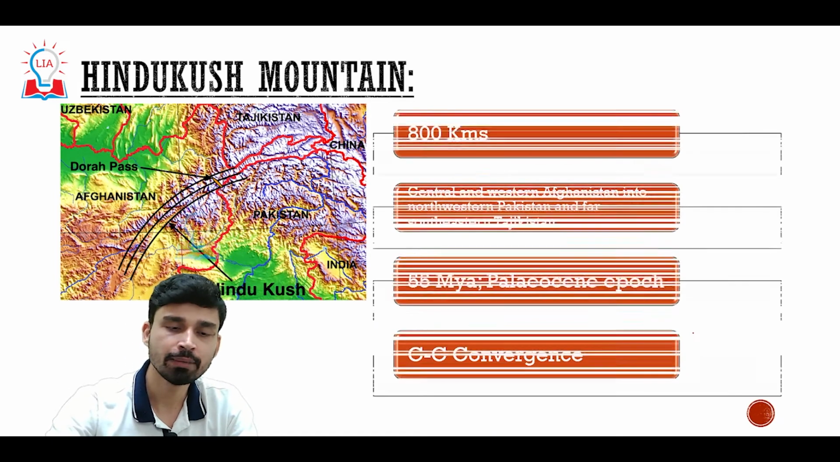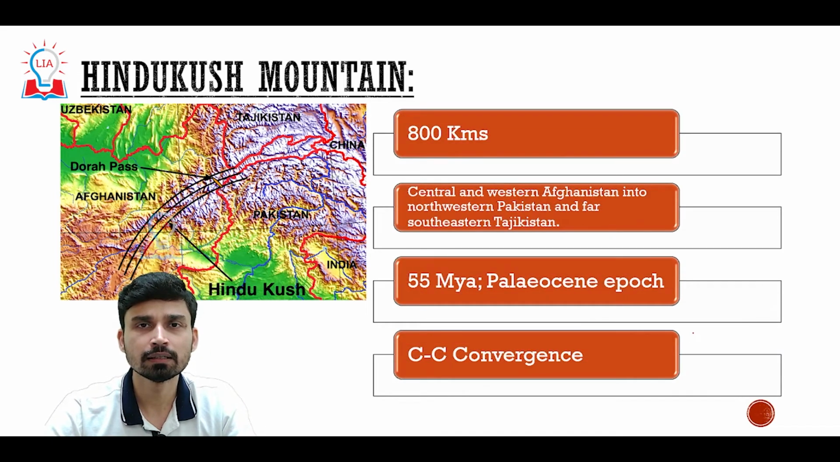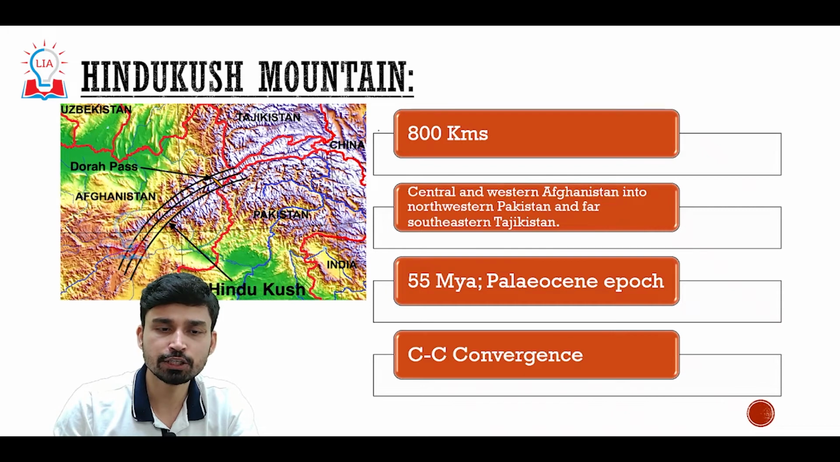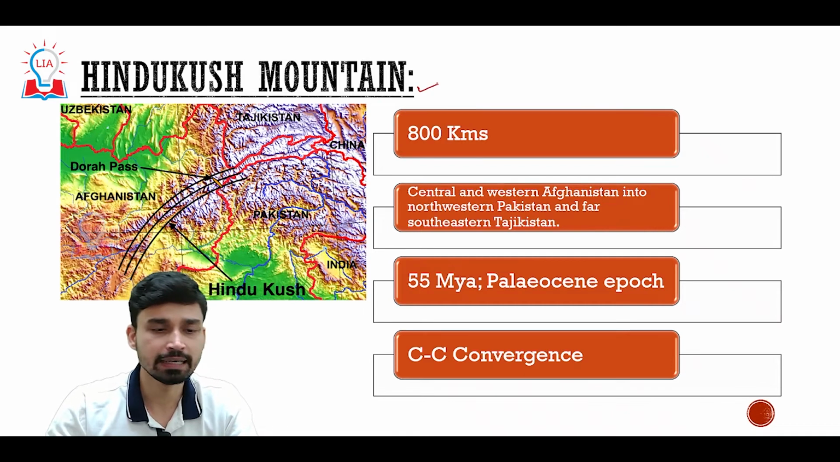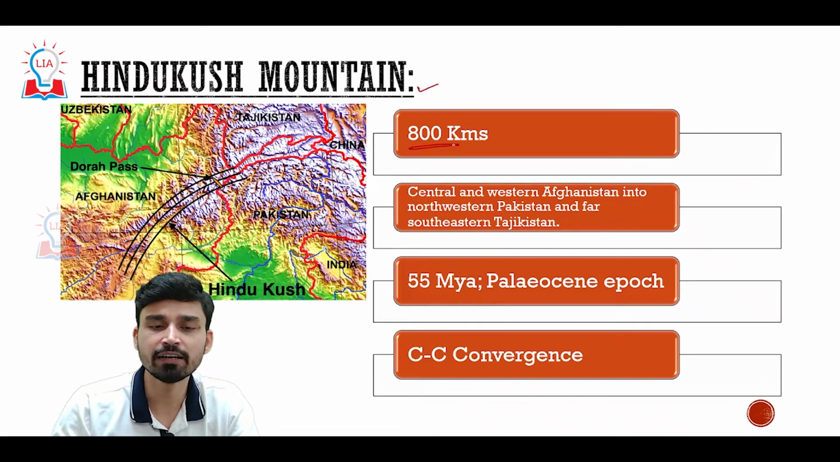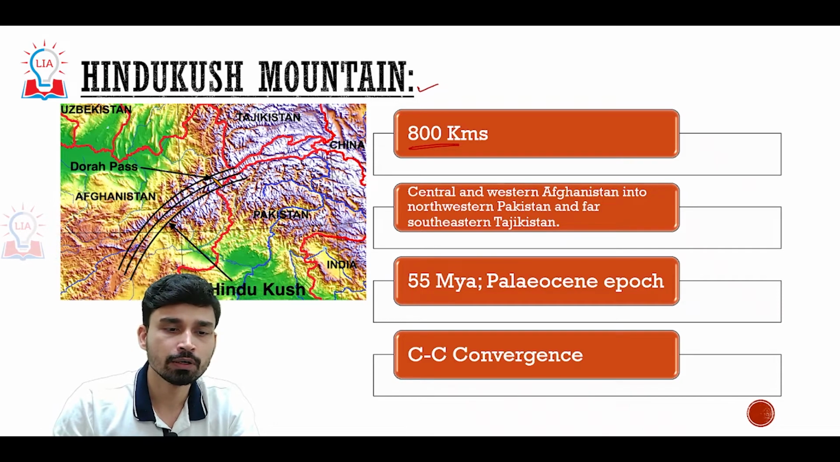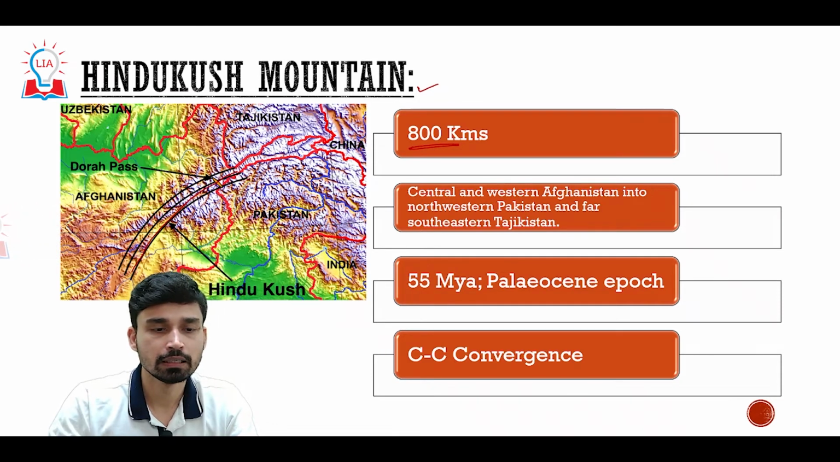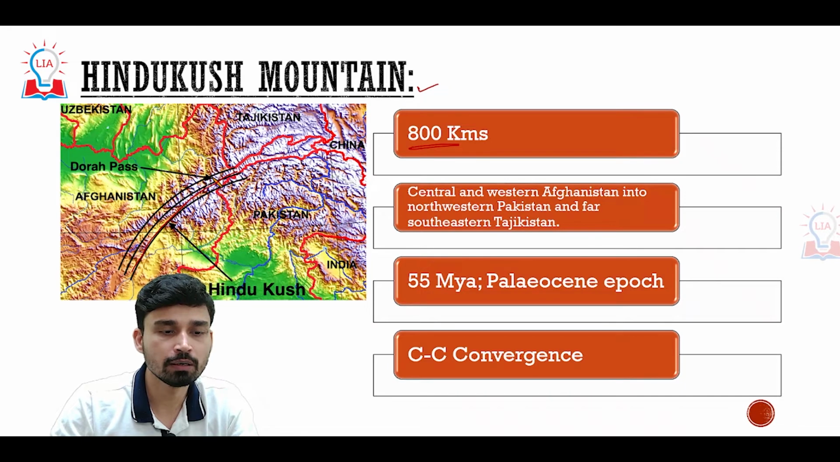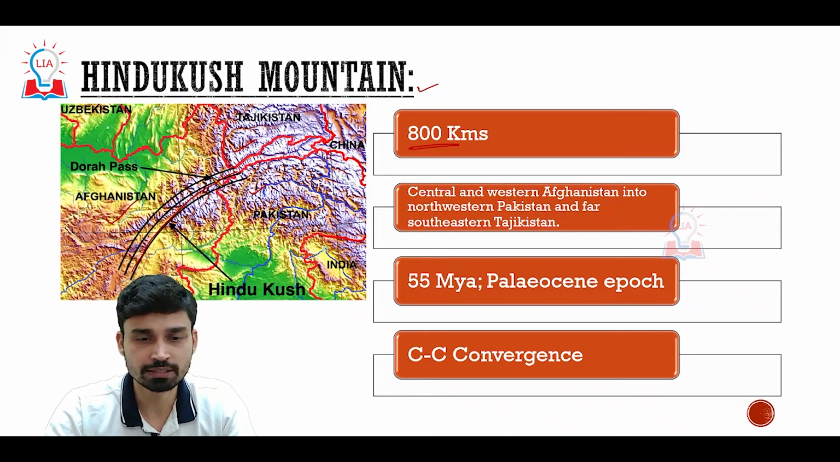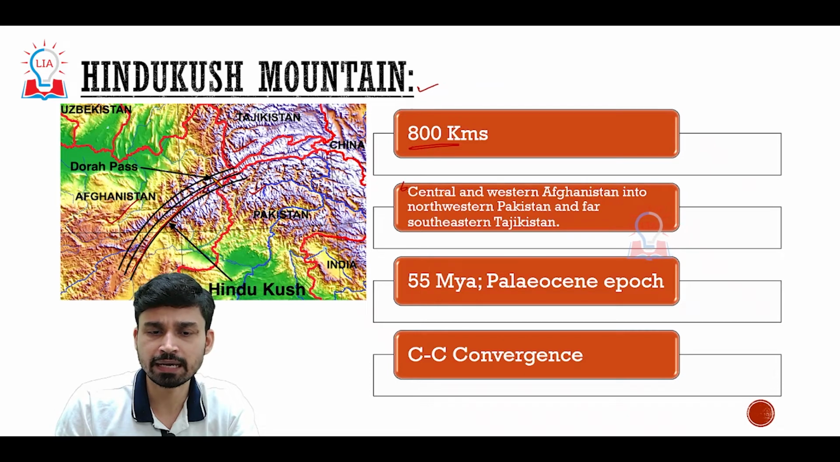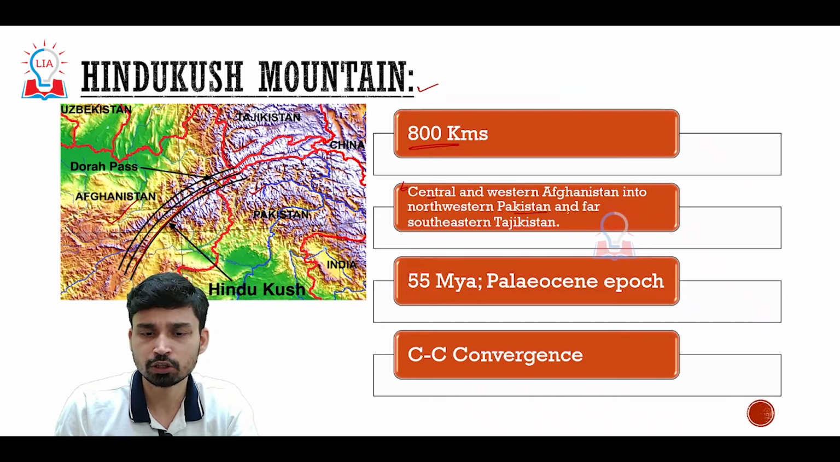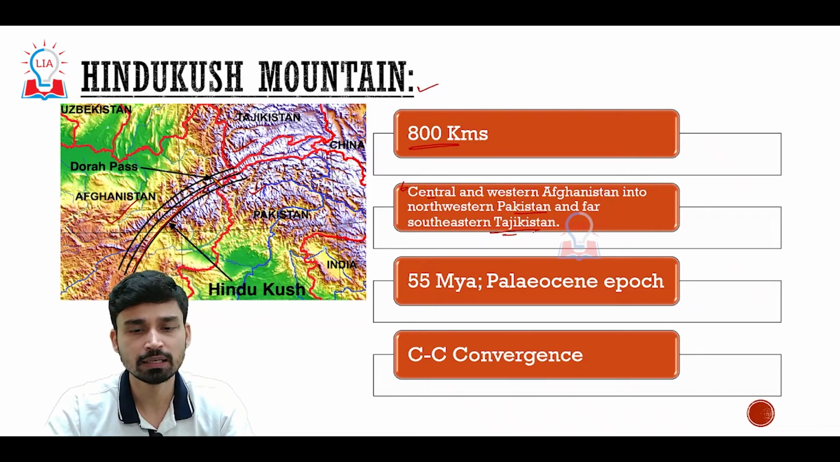The next important mountain series in the Asian region, located in Central Asia, is the Hindukush Mountain, which extends for a distance of almost 800 kilometers from north to south. If we try to understand its geographical location, it is situated along the boundary of Tajikistan and Pakistan in the north, and in the south it radiates out all the way up to Afghanistan. Overall, it covers the area of central and western Afghanistan, northwestern Pakistan, and southwestern Tajikistan.